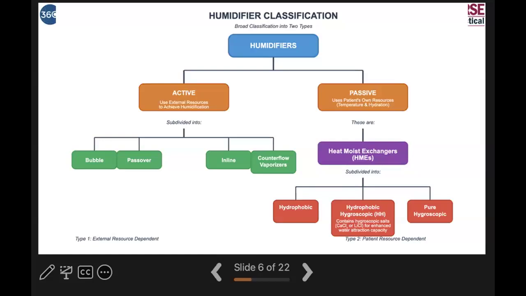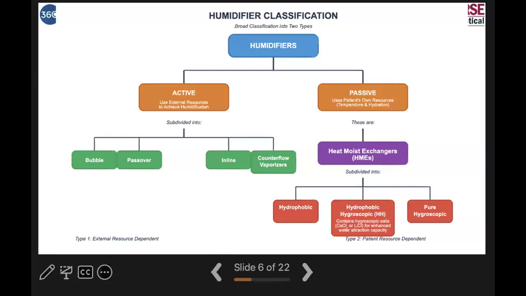Humidifiers can be classified into active and passive. Active, common sense, uses an external resource to achieve humidification. It can be bubble, passover, inline, or counterflow vaporizers. Basically it uses an external resource to stimulate the humidification and deliver that amount of absolute and relative humidity to the circuit.